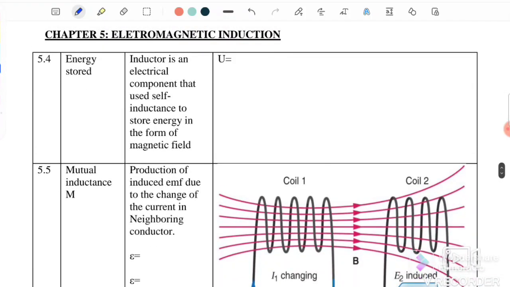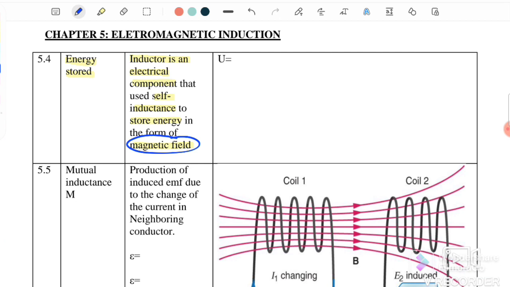Okay, next we go to 5.4, energy store. The inductor is an electrical component that uses self-inductance to store energy in the form of magnetic field. For chapter 2, the capacitor stores energy in the form of electric field. But for self-inductance, for the inductor, it will store the energy in the form of magnetic field.